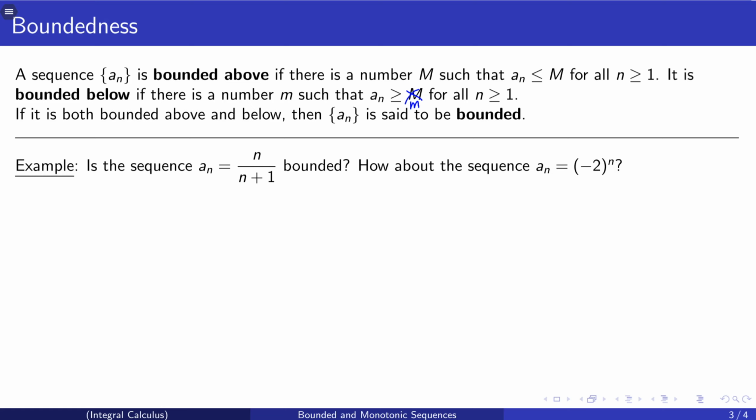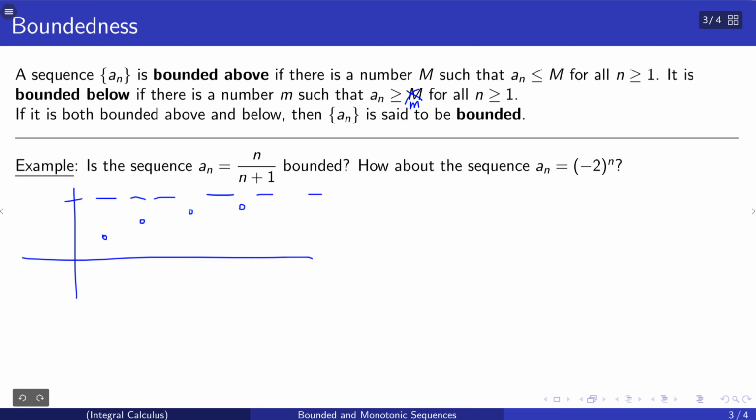Let's see, like n over n plus 1. We already saw what that looks like. Right? That's 1/2, 2/3, 3/4, 4/5. And we know that it has limit 1. Right? It approaches 1 as n goes to infinity. But in fact, we don't even need to talk about the limit there.